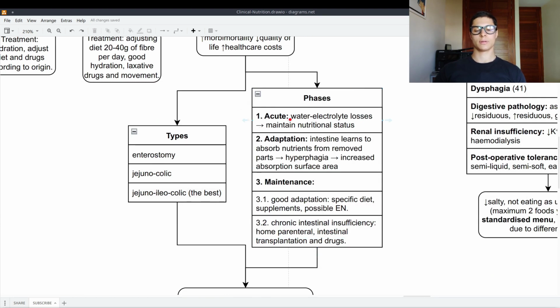Phases: acute, we have the water and electrolyte losses, and here we have to maintain a nutritional status. Adaptation: the intestine learns to absorb nutrients from the removed parts.